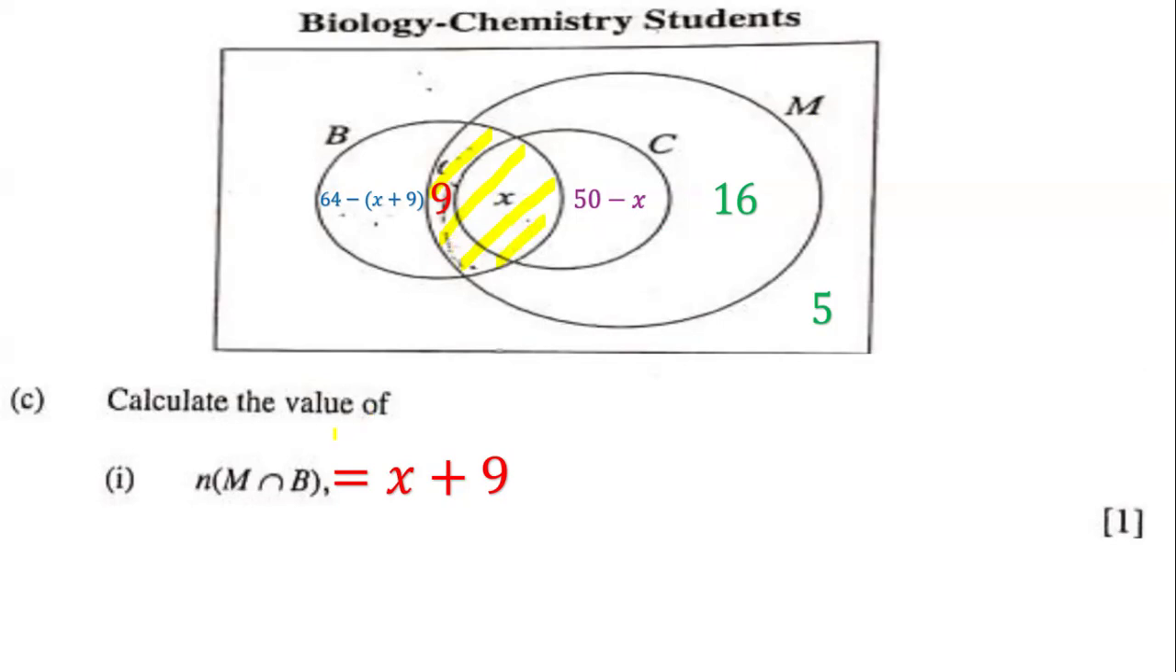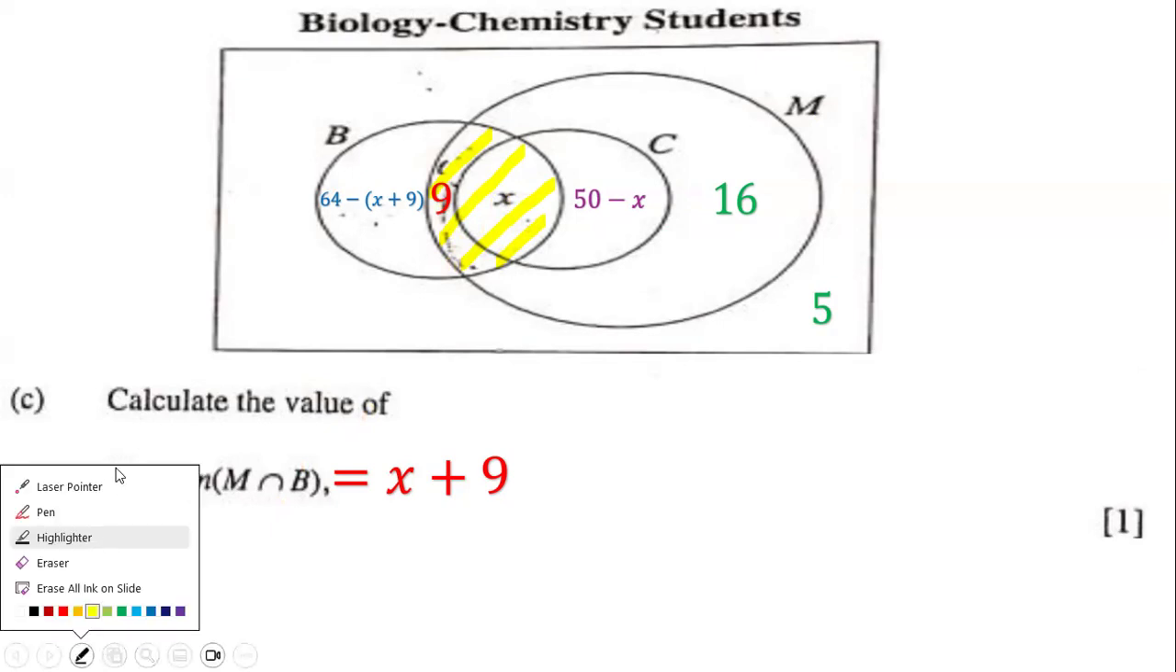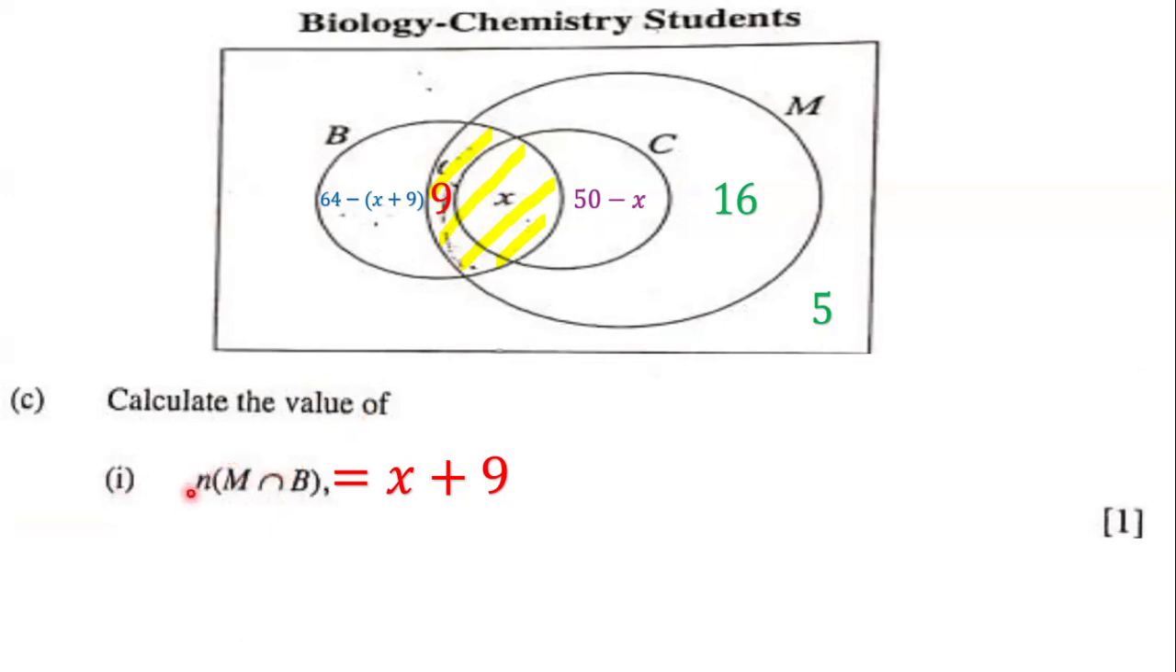So what is it? That's going to be x plus 9, right? The number of elements in the intersection of M and B is going to be x plus 9, because we have a 9 here. What is x? Well, x is 30, so it's 30 plus 9, which is 39. So the number of elements in M intersect B is 39.